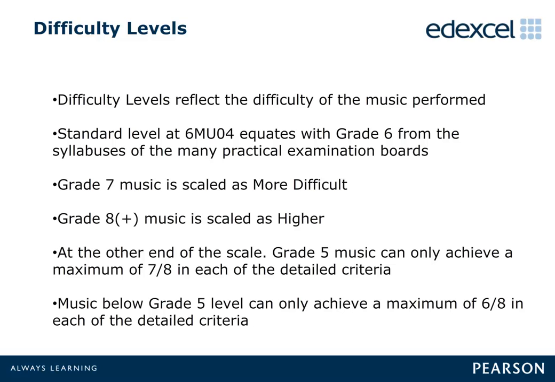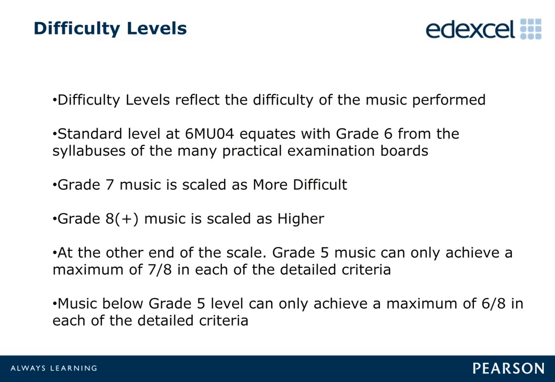Difficulty levels. With all these performances, we have been dealing with raw marks. To create the final mark, these raw marks are scaled based on the difficulty of the music performed. This is known as the difficulty level. At A2 level, the standard difficulty level equates to grade 6 of the syllabuses of the many practical examination boards, such as Trinity Guildhall, Rock School, ABRSM, etc.